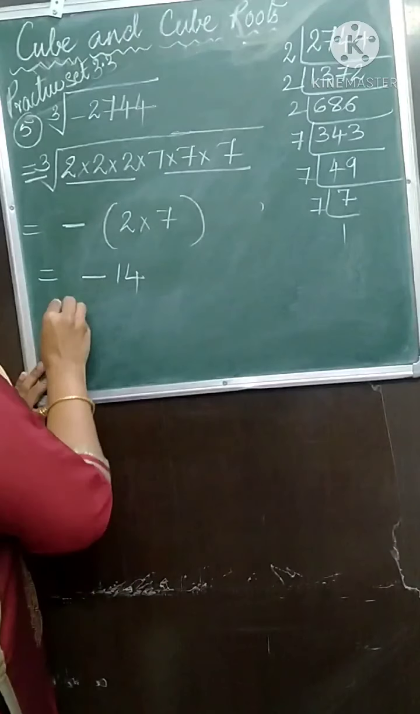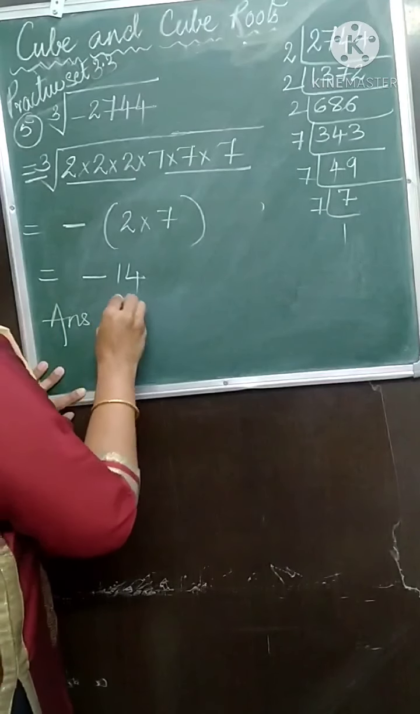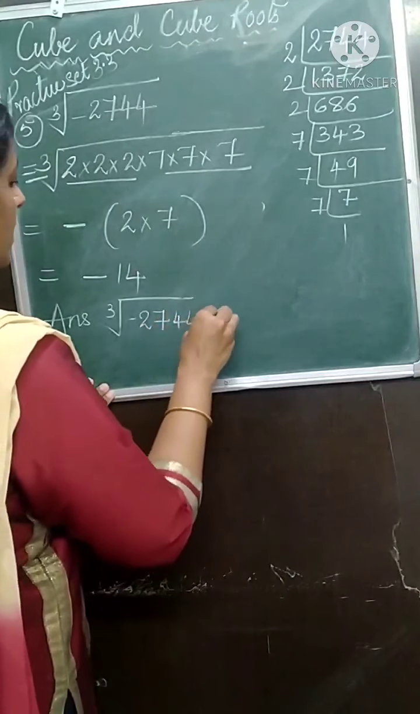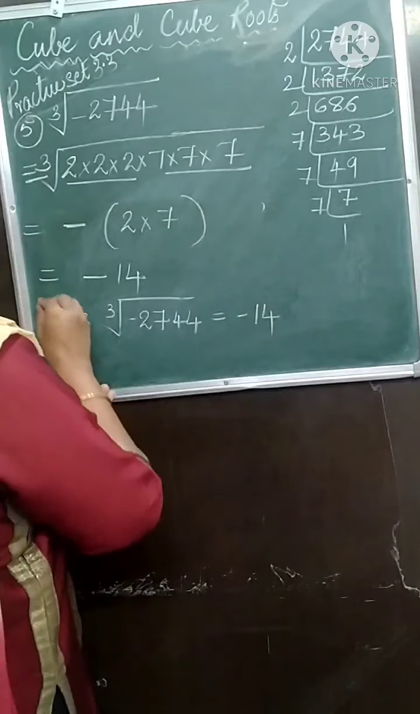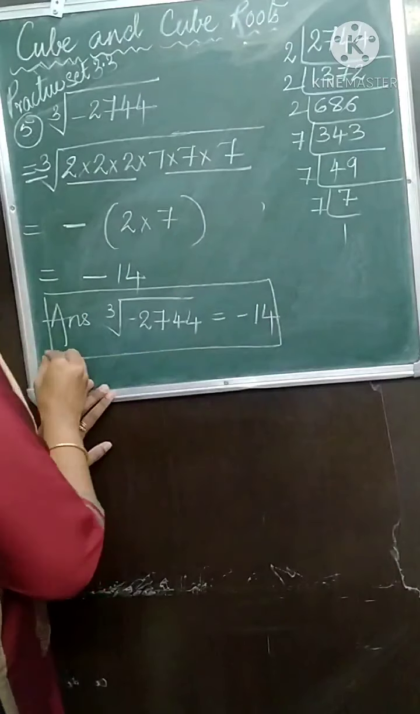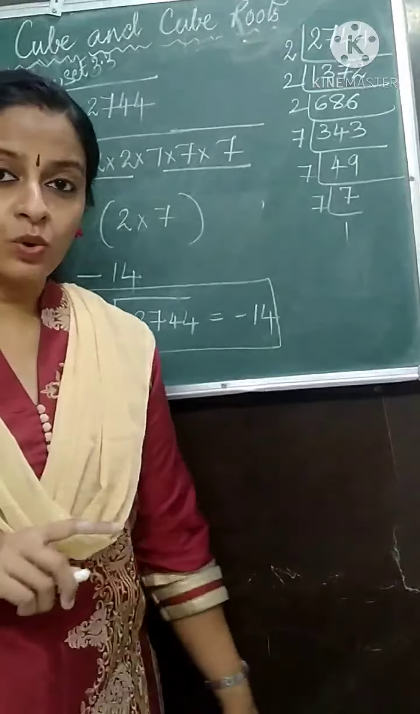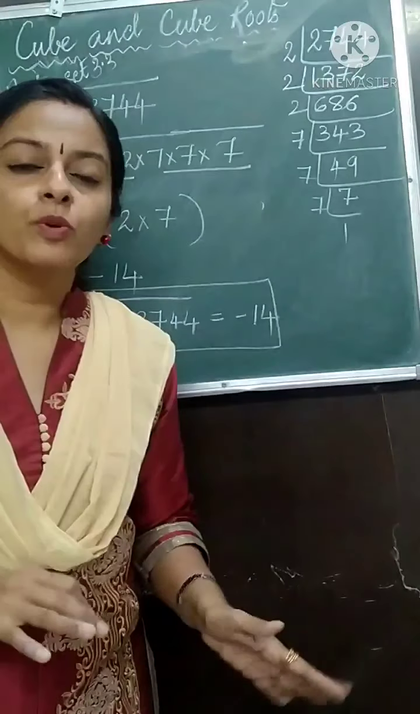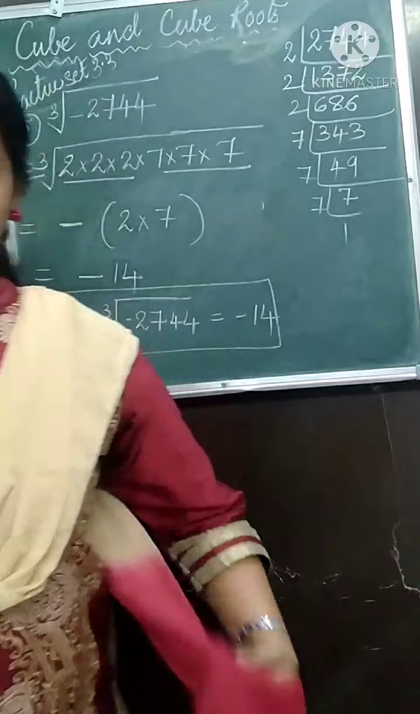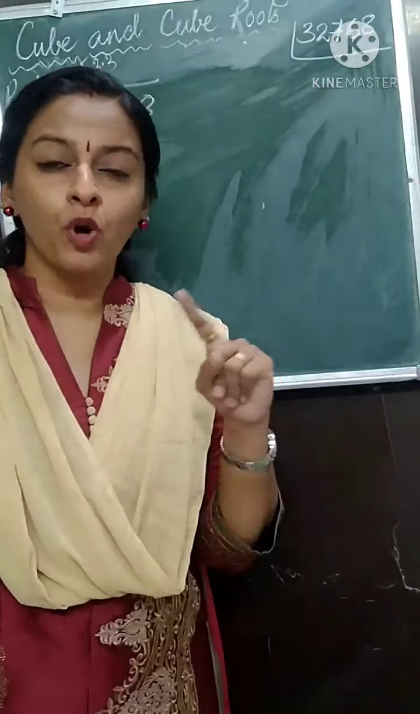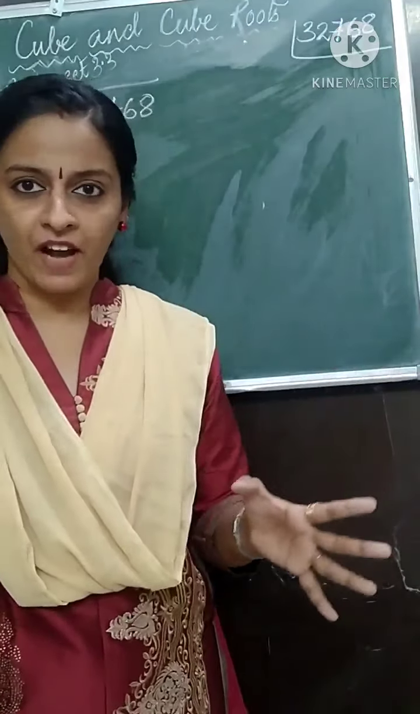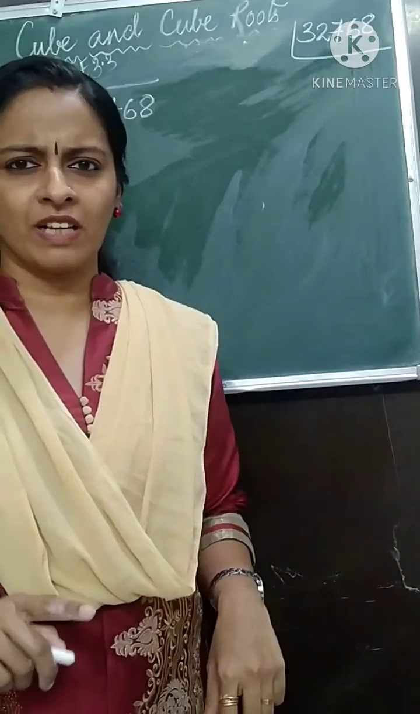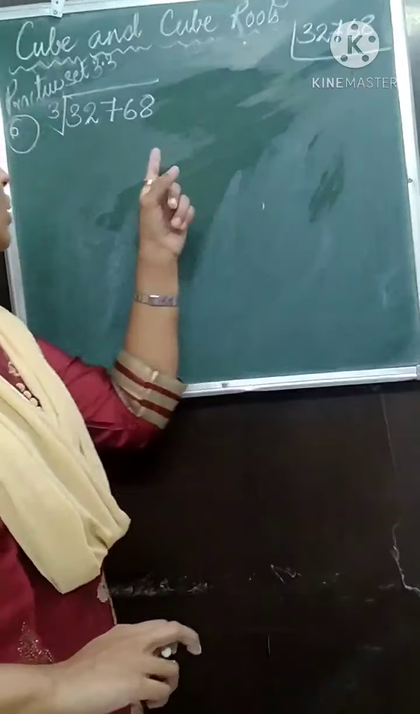Okay. So what is the answer? Cube root of minus 2744 is equal to minus 14. Remember, the cube root of a negative number will be negative. Cube root of a negative number will be negative. Sum number 4 you do on your own. Like we did sum number 5, negative number. Put the negative sign outside and see what answer you will get. You will get it easily. Now let us solve the last sum.